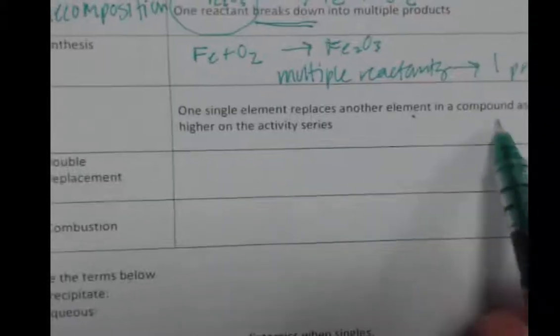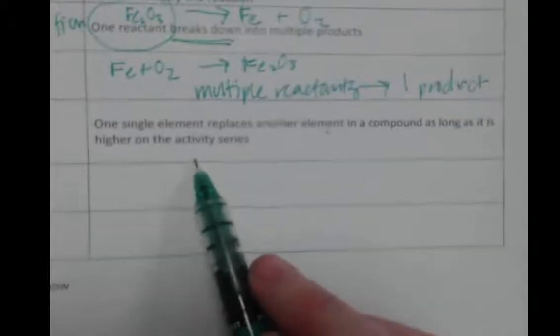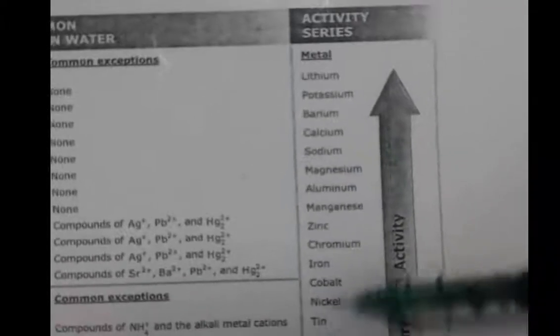This next one says we have a single element replacing another element in a compound as long as it is higher on the activity series. So here's your activity series right here. And elements that are at the top of it are more attractive, and elements that are at the bottom are less attractive. So the element at the top will always get the girl. The elements near the bottom will never get the girl. So here I write single replacement.